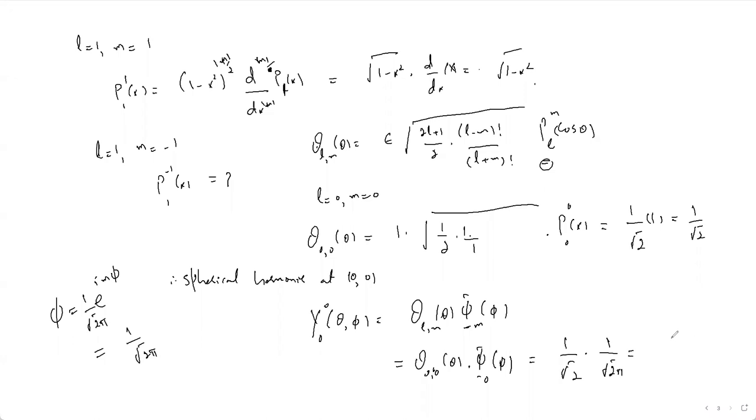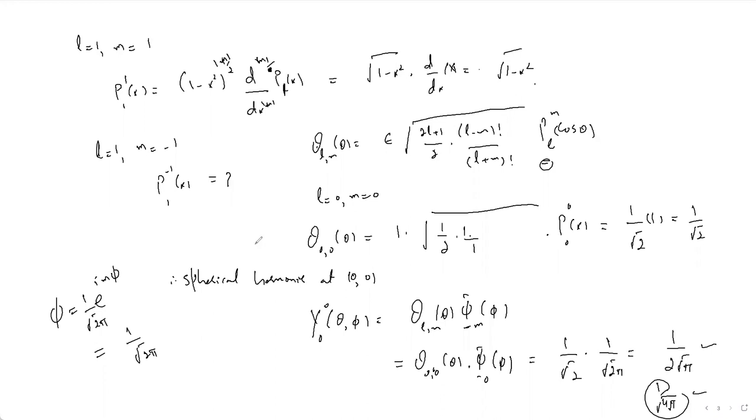So you can write this as 1 by 2 root pi, or sometimes some of the books have written it as 1 by under root of 4 pi. So that is one and the same thing. You can keep it like this or this, that is up to you. Okay, so we found the value of the spherical harmonics for 0 0.